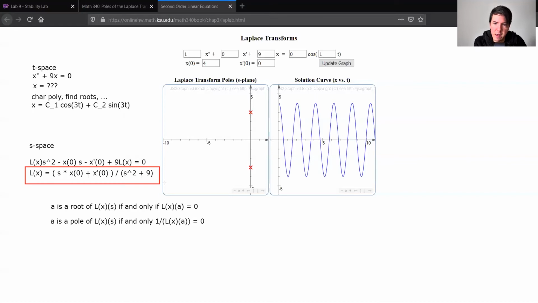So would you just say in private chat what you think those are? Or if you're not sure, say not sure. It just lets me know to maybe say more about it. So what are the poles of this thing that I've highlighted in red here? That is, what values of S would have the denominator be 0? And again, if you're not sure, it's okay.